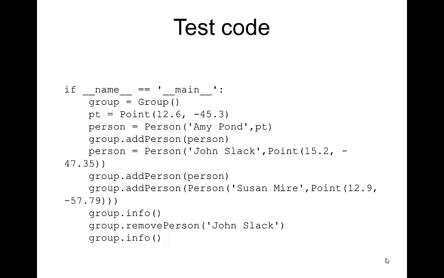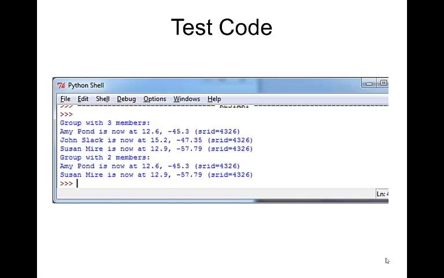Group info. I can get the information on the person. I didn't actually print out the results from that. And then I can reuse the remove person to remove John Slack. This code would run, and this would output to a command line window. So when group info is run, you would get the group information printed out. When this ran, there should be 3 people in the group, and then afterwards we should get 2 people in the group. Ah, there we go. That's what it looks like when you actually run it. So there we go. We've got our various locations.